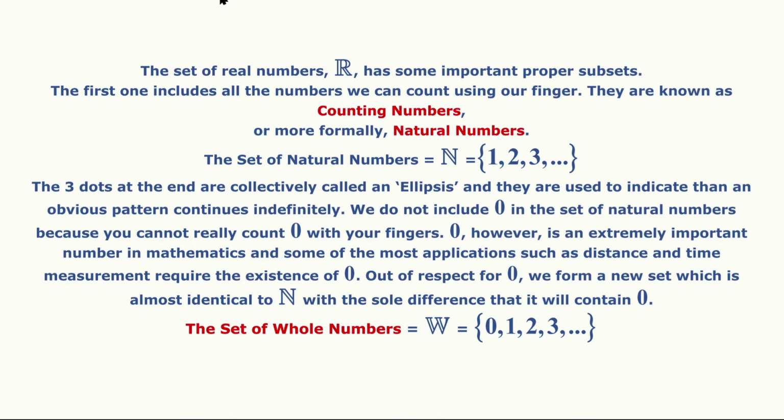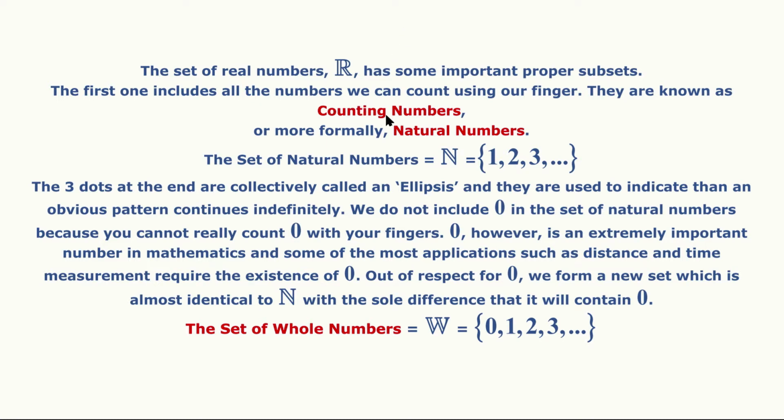Now we want to go ahead and look at the proper subsets of the set of real numbers. In other words, we want to look at subsets of the set of real numbers that are different from the set itself, right? Proper subsets. The simplest set we could consider is the set of numbers we can count on our fingers, right? 1, 2, 3, 4, 5, etc.